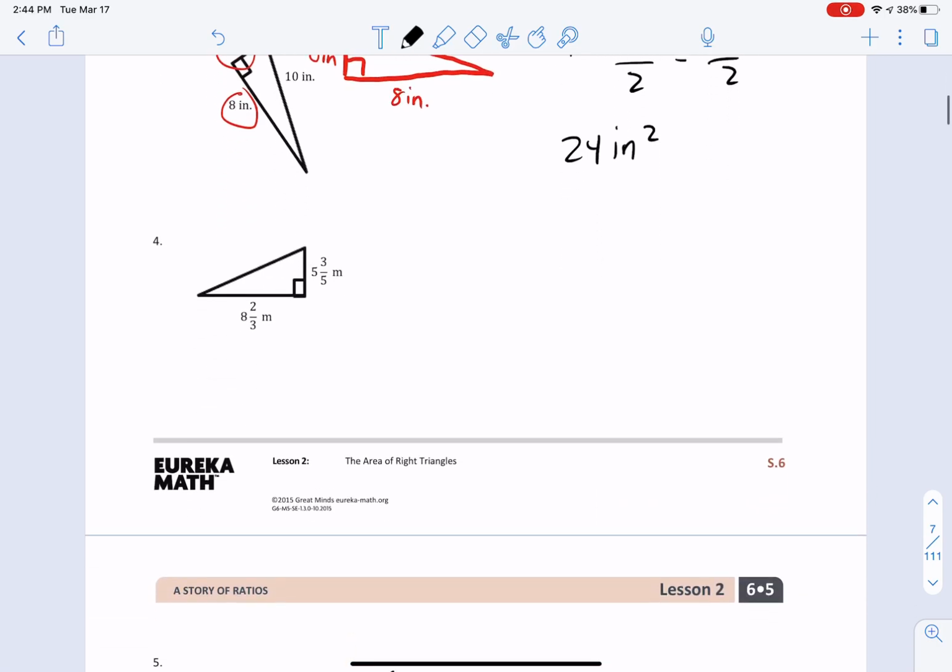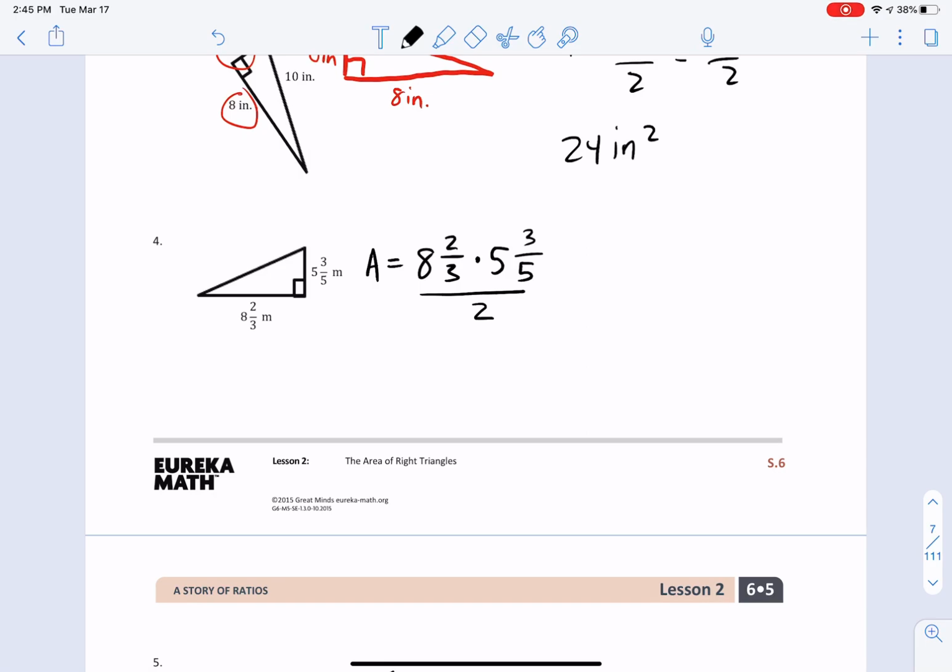Question number 4. Fractions. Hey, don't be alarmed by fractions. Remember that if you need to multiply fractions out, you should convert them into improper fractions. They're currently mixed numbers. Improper fractions are what you want. But if we write it out, base times height, I really like writing out problems because it helps me just get a good feel for what I'm about to do. And when I see it like this, I know, hey, I have to multiply these numbers, and I know how to multiply fractions. I just have to convert them first. Don't forget we got to divide by 2.